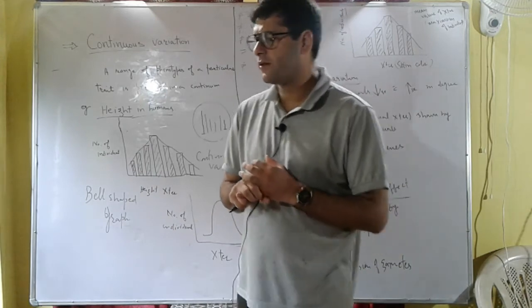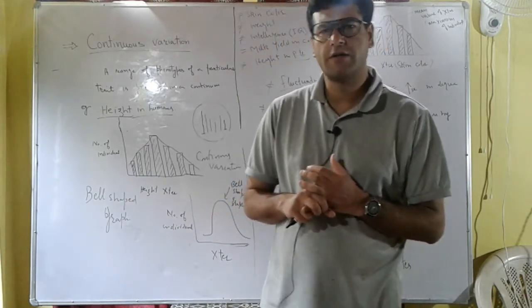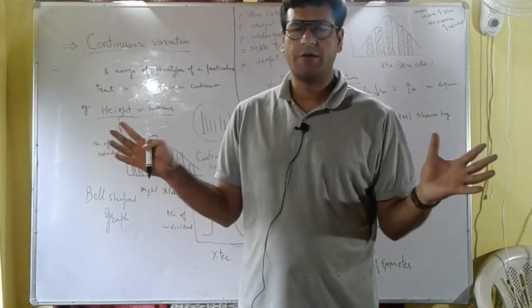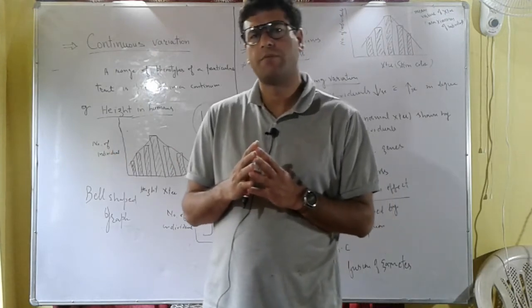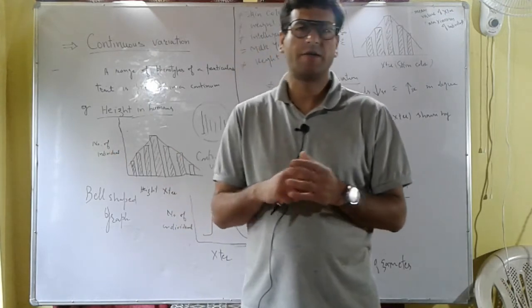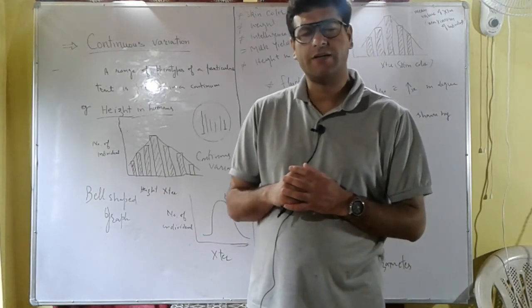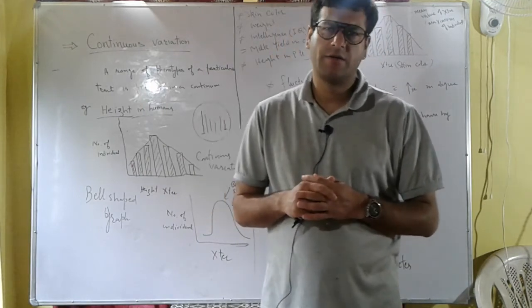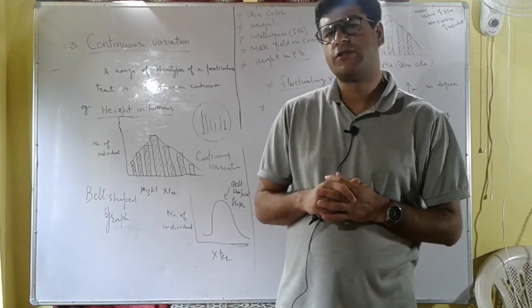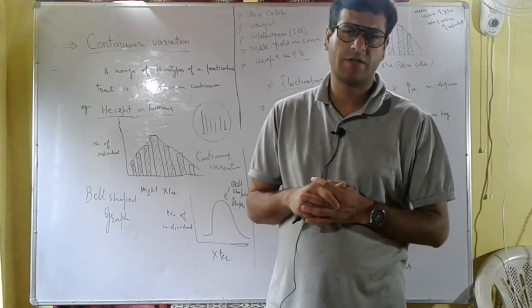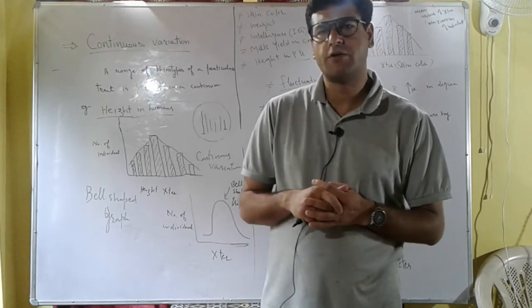So these were the important points regarding continuous variation, where an individual shows a range of phenotypes of a particular trait in a population, and it shows a bell-shaped graph. Human height, skin color, intelligence coefficient, body weight are the typical examples of continuous variation.